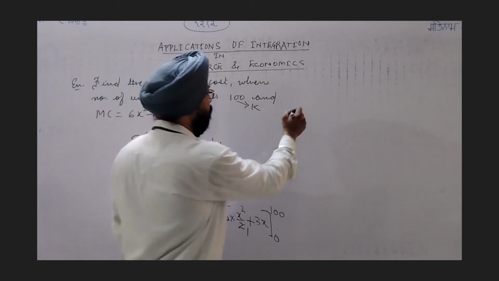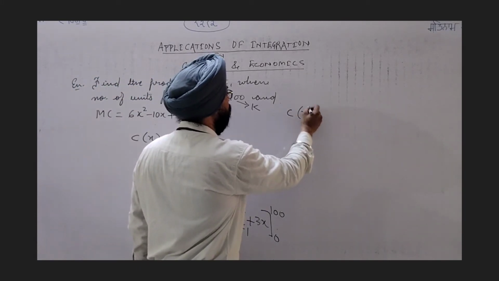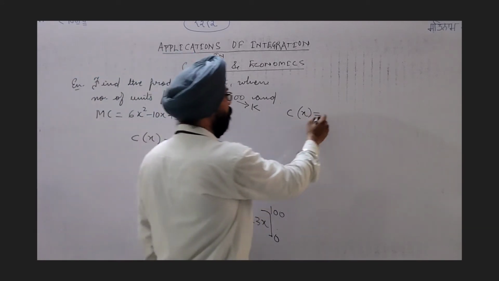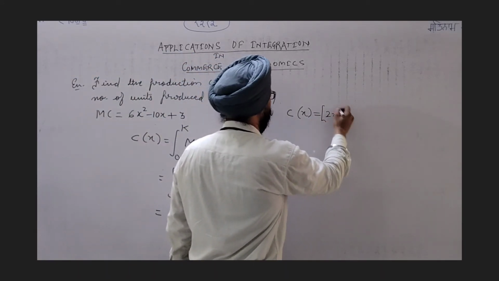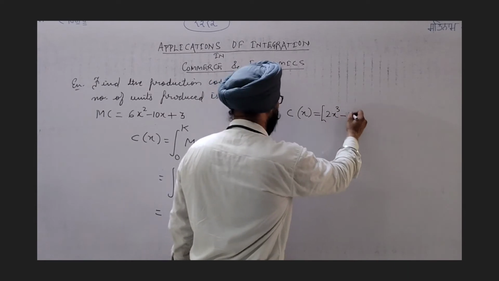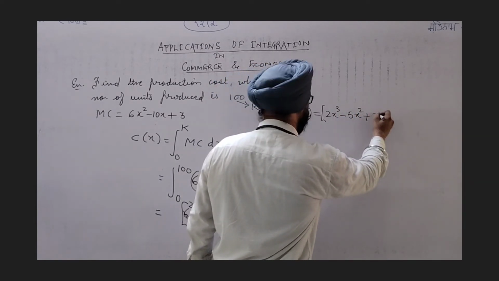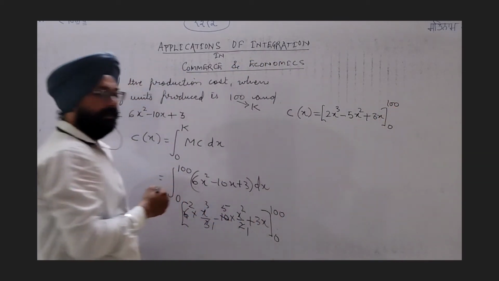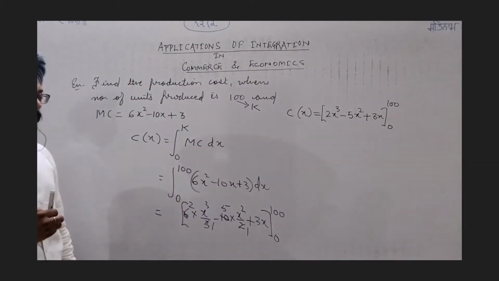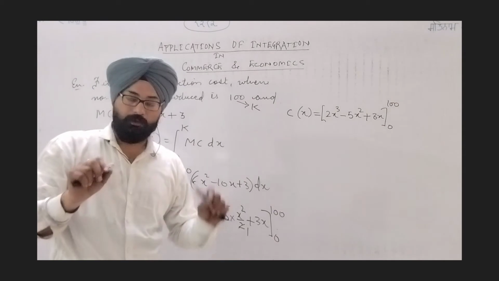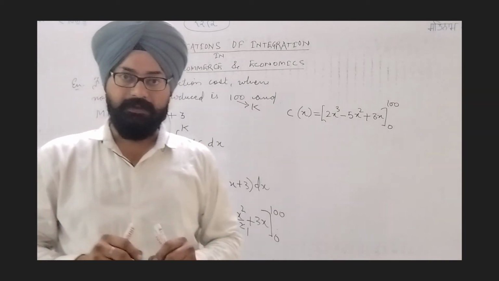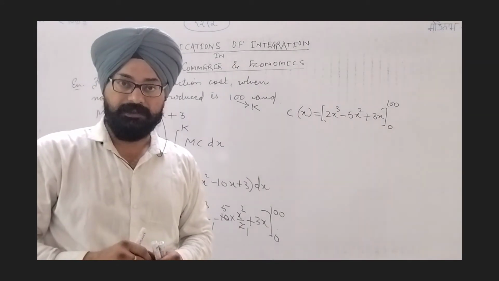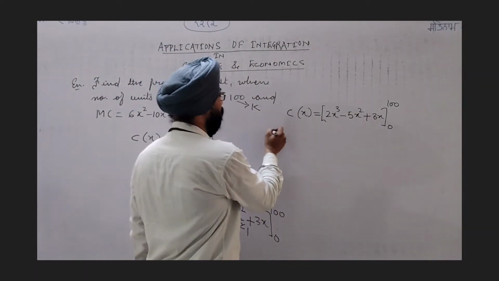And finally we get this cost as 2x cube minus 5x square plus 3x, evaluated from 0 to 100. Just check. The only thing we have to do, if you have seen the topic definite integral at basic level, here we need to substitute x by the upper limit first, right?